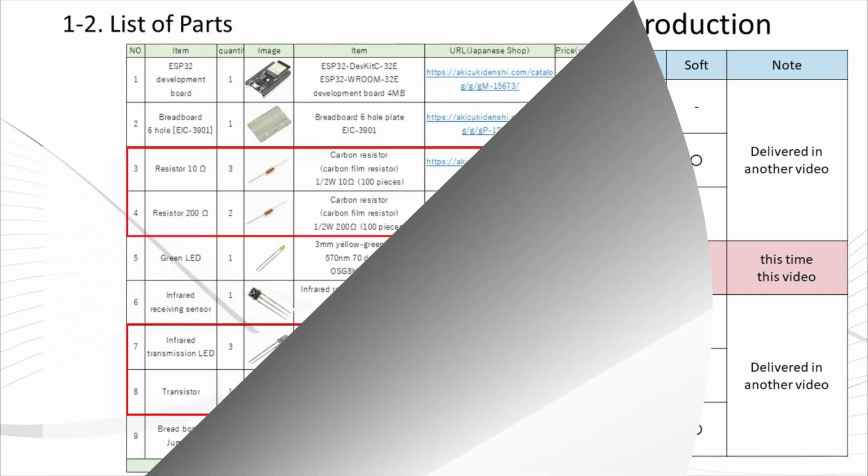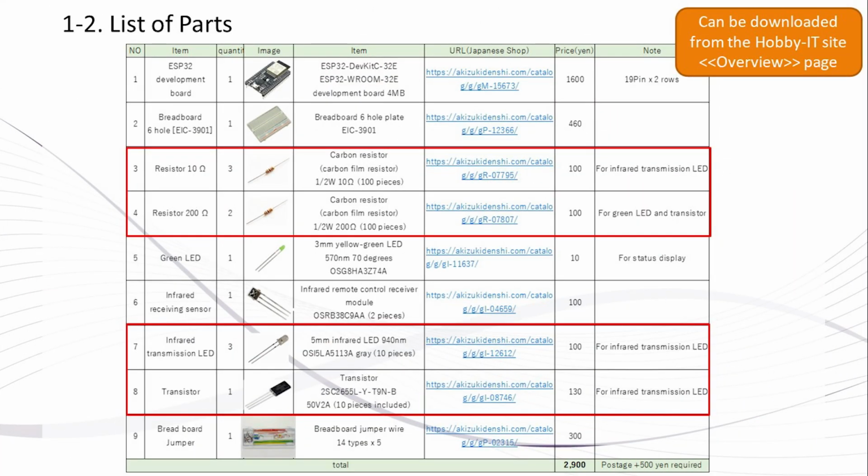Moving on, this item will be used. There is no need to use this exact item, but since it has been manufactured and checked for operation, please refer to the model number, etc. Please note that the price is subject to change. Also, this list can be downloaded from the Hobby IT site overview.